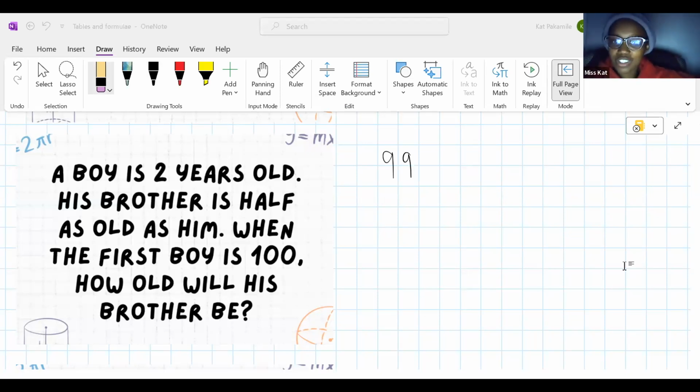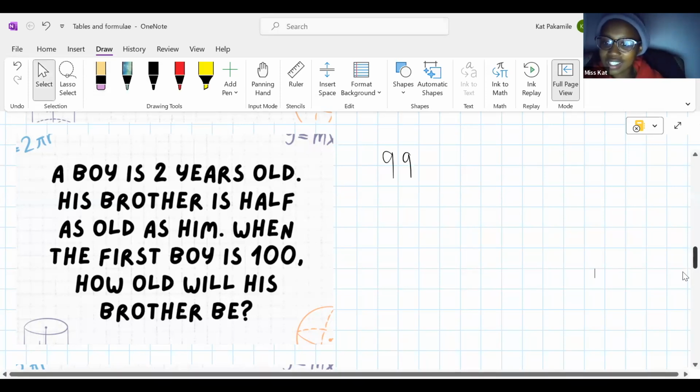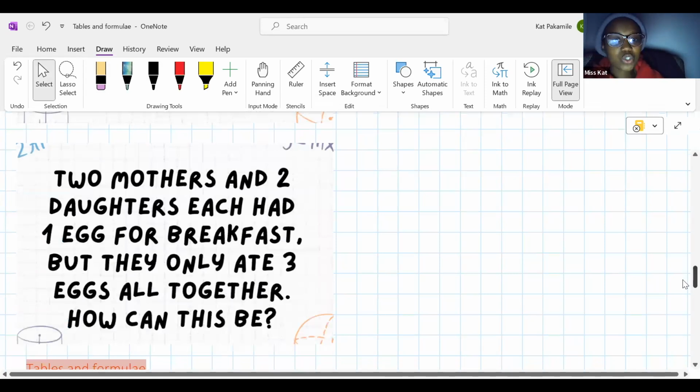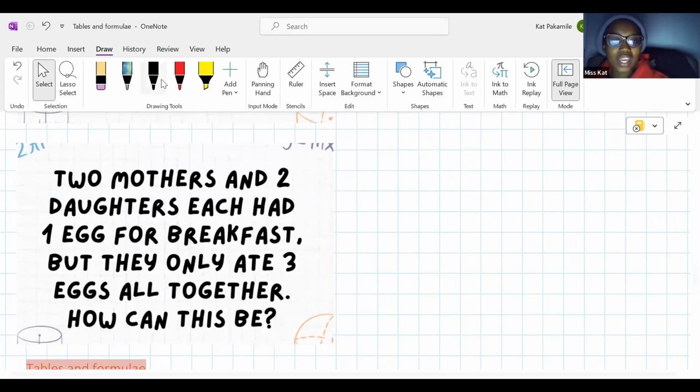Beautiful. I saw some of you guys got it. Beautiful. That was close. Nice try. Okay. You got it, Tando. I saw that. Okay. 2 mothers and 2 daughters each had 1 egg for breakfast, but they only ate 3 eggs altogether. How is this possible? How is this possible, guys? 2 mothers and 2 daughters had 1 egg each, but they only had 3 eggs altogether.